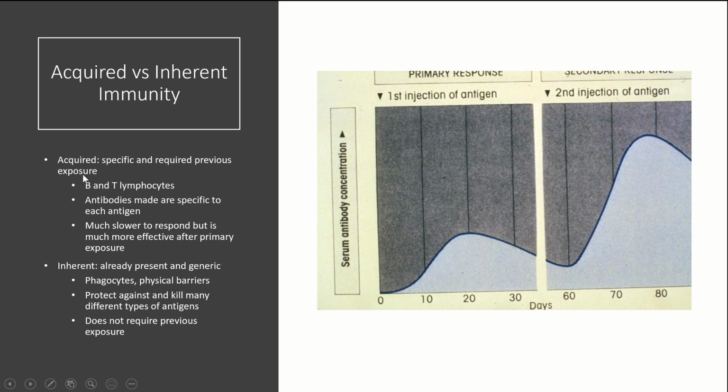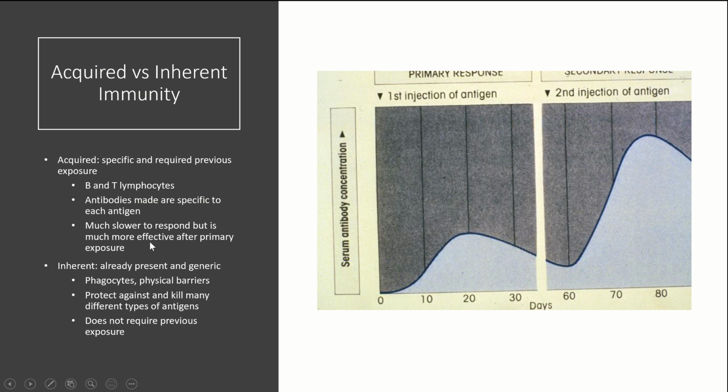So acquired immunity is specific to whatever's invading, and it requires previous exposure to whatever's invading. And that makes sense, right? It's acquired. So we need to have seen it before in order to acquire this type of immunity. And remember, we said that's mainly our B and T lymphocytes, right? And what happens is antibodies are made to a specific antigen. So antibodies are made from those plasma cells, B cells, and then T cells are also made to a specific antigen, okay? So they're made for a specific antigen, and they can only respond to that antigen.